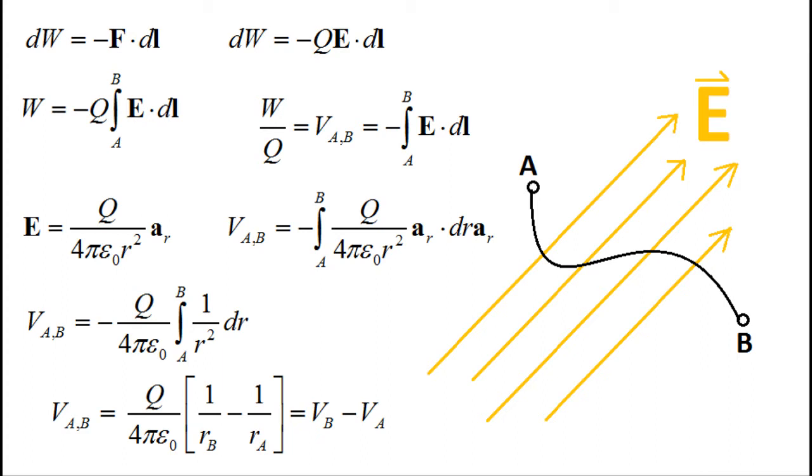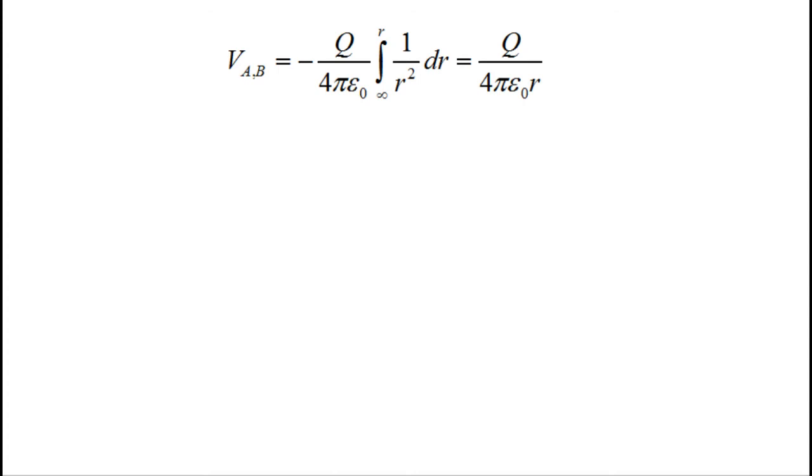The potential between A and B is simply the potential difference between point A and point B. As a general convention, we will set the initial point to be infinity. Performing the integration again, we get this.